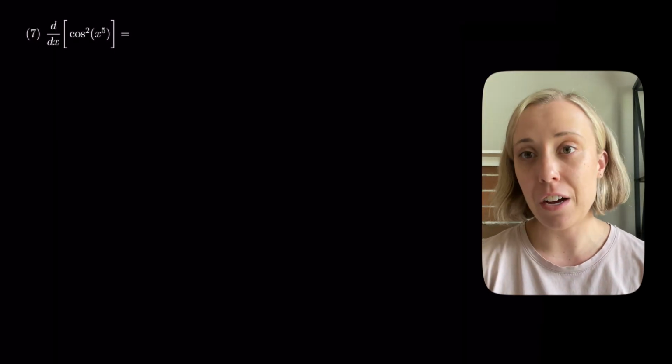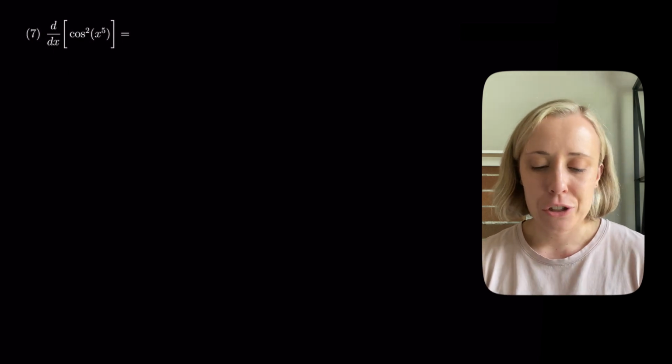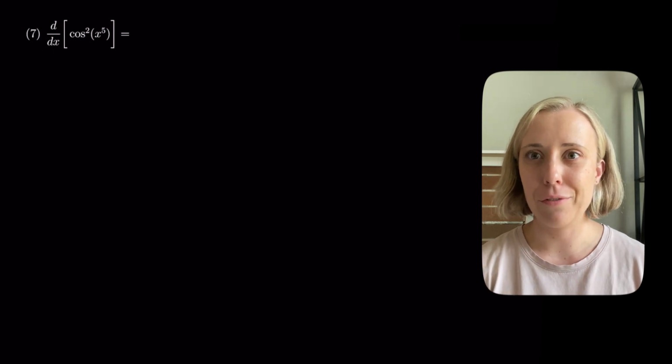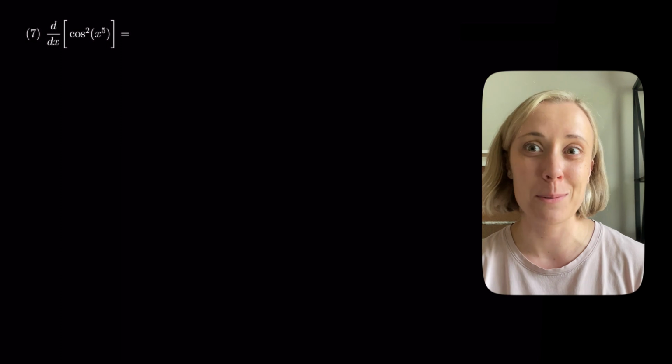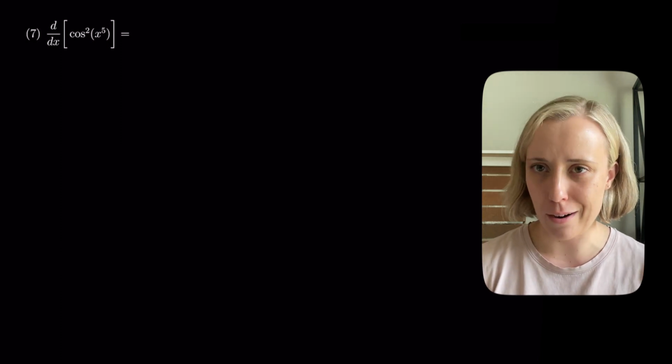Okay, and now we are on to our last derivative. So here we have the derivative of cosine squared of x to the 5th. Okay, so cosine squared of x to the 5th. Just since I have something that is not x, to me that tells me we're going to have to do chain rule. But I also have that cosine squared.